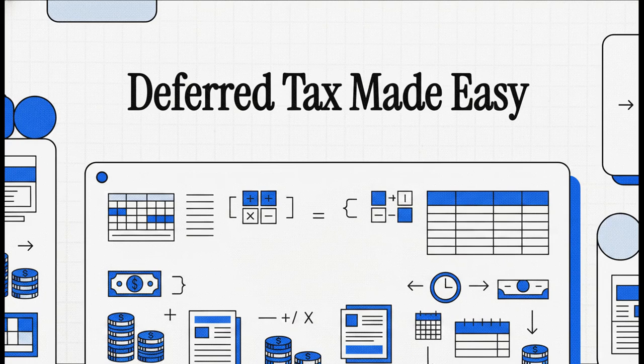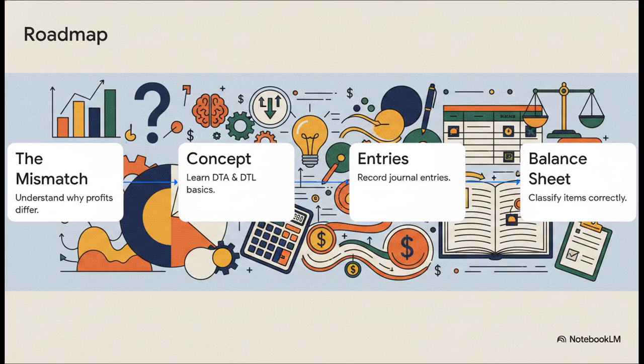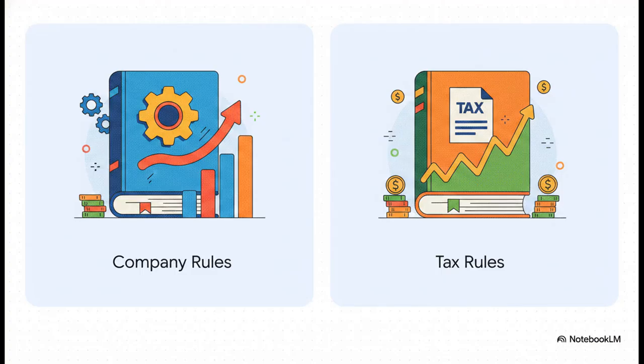Let's demystify deferred tax calculations and journal entries in this explainer so you can master your books. We'll cover profit mismatches, core concepts, journal entries, and balance sheet classification. Let's dive right in. The core conflict? Companies follow two completely different rule books that calculate profit in totally different ways.